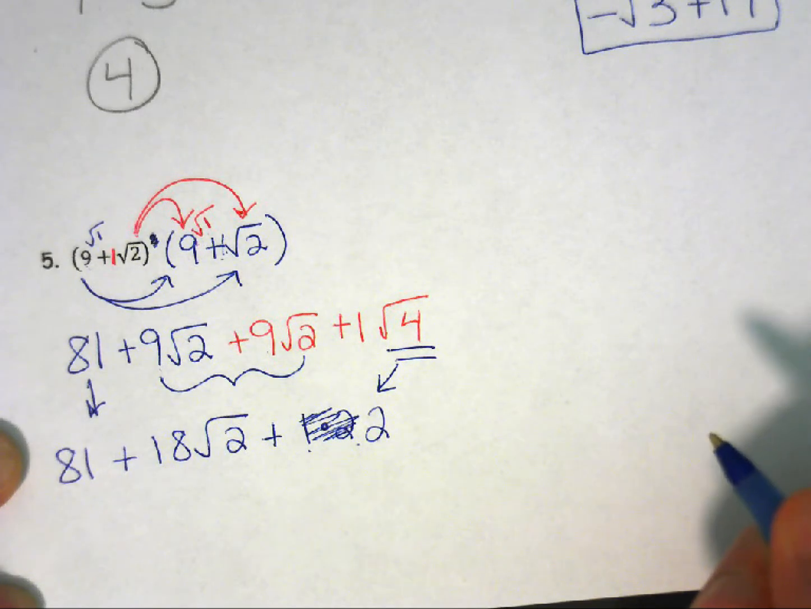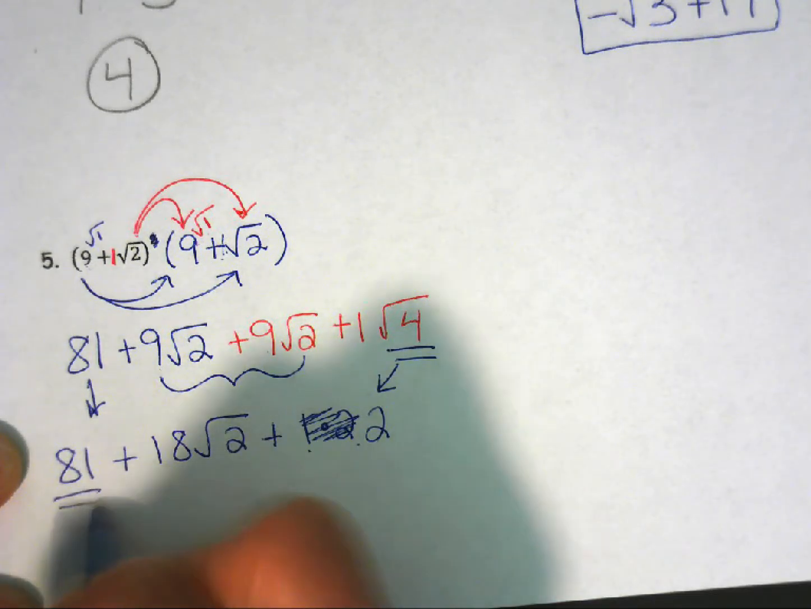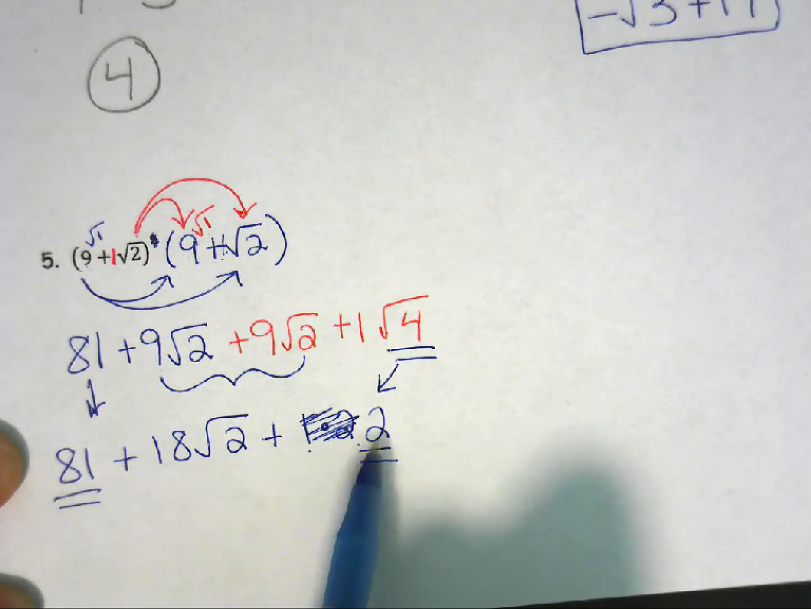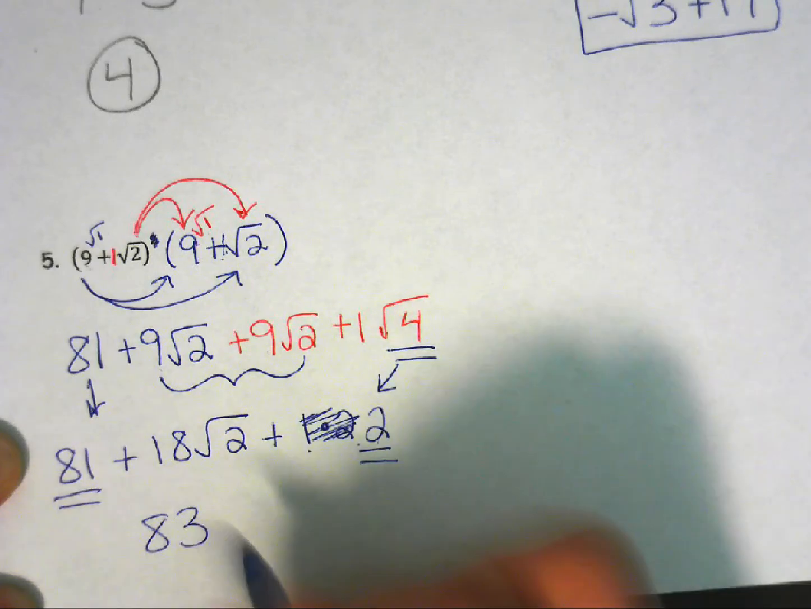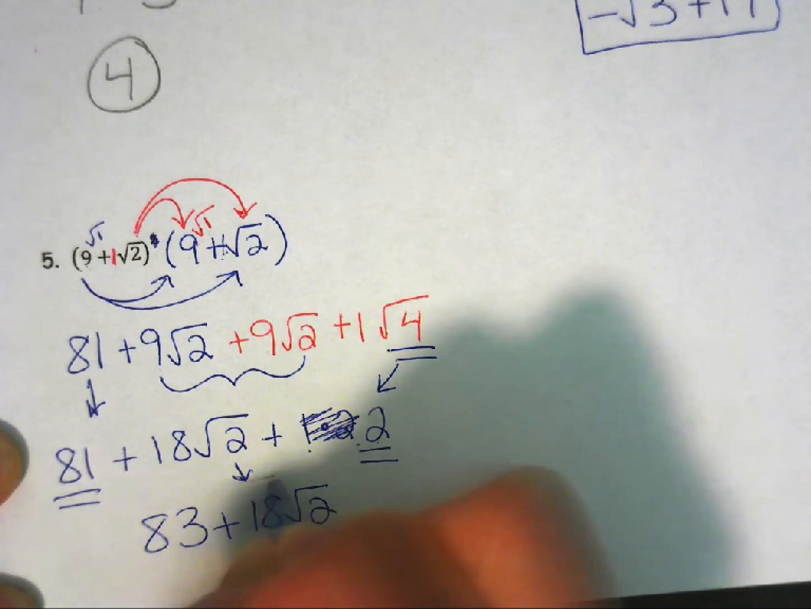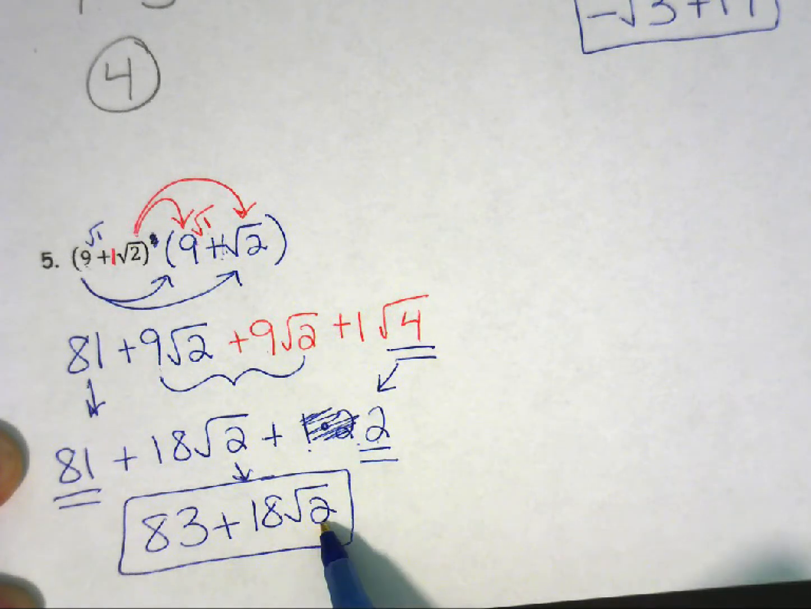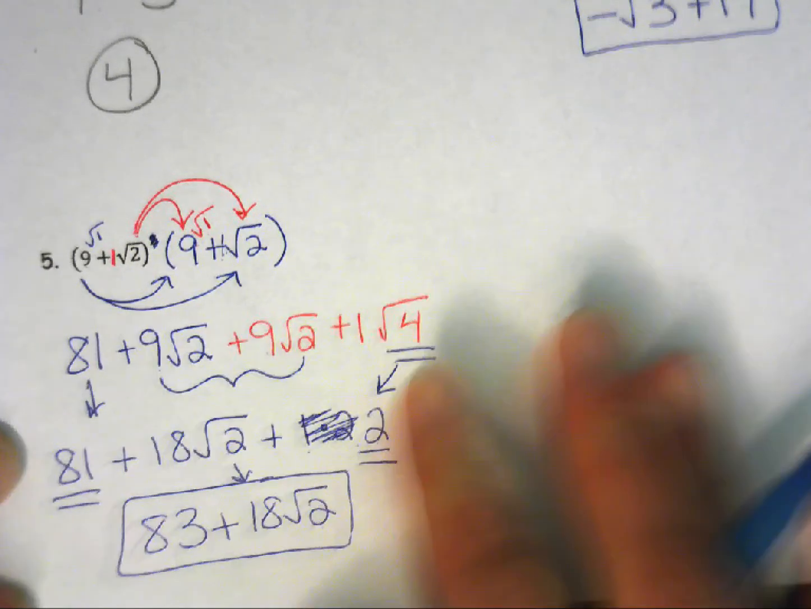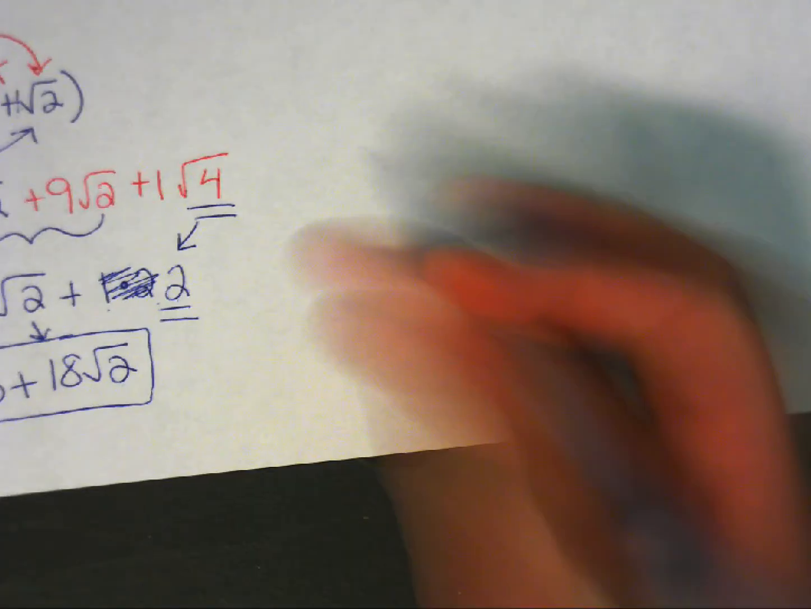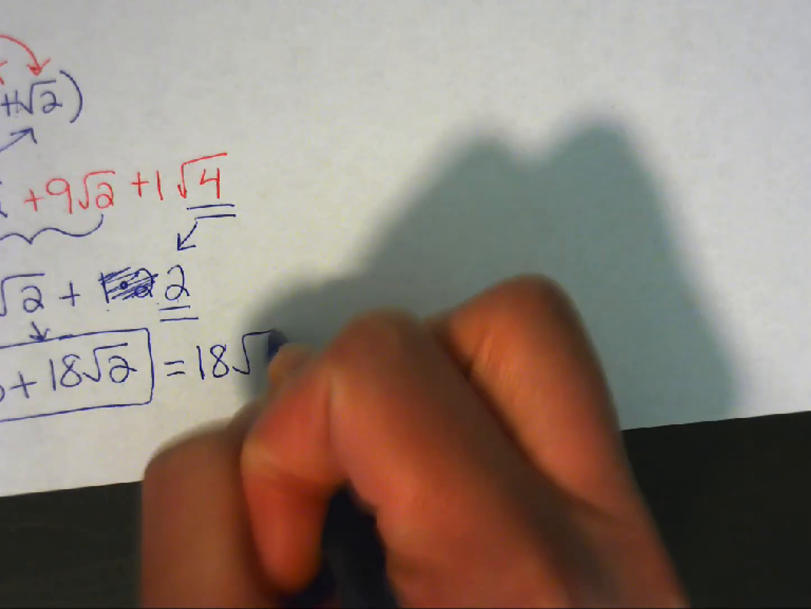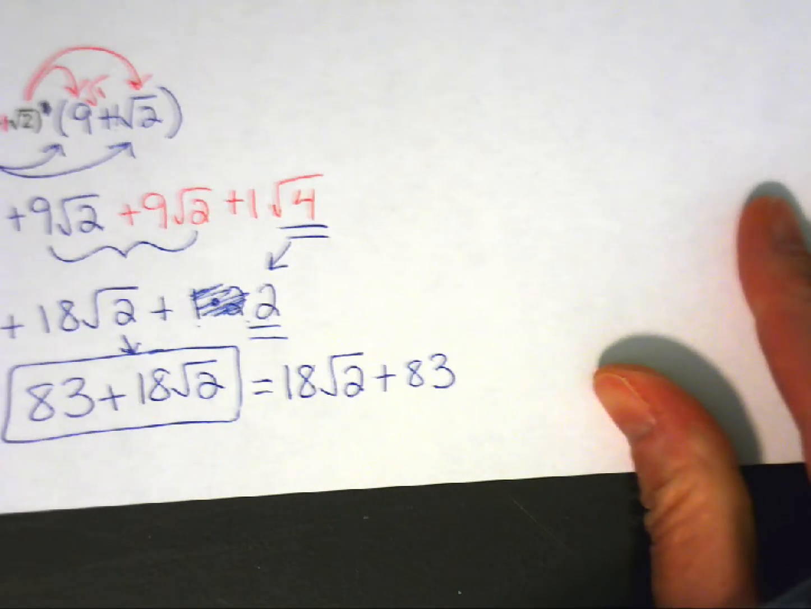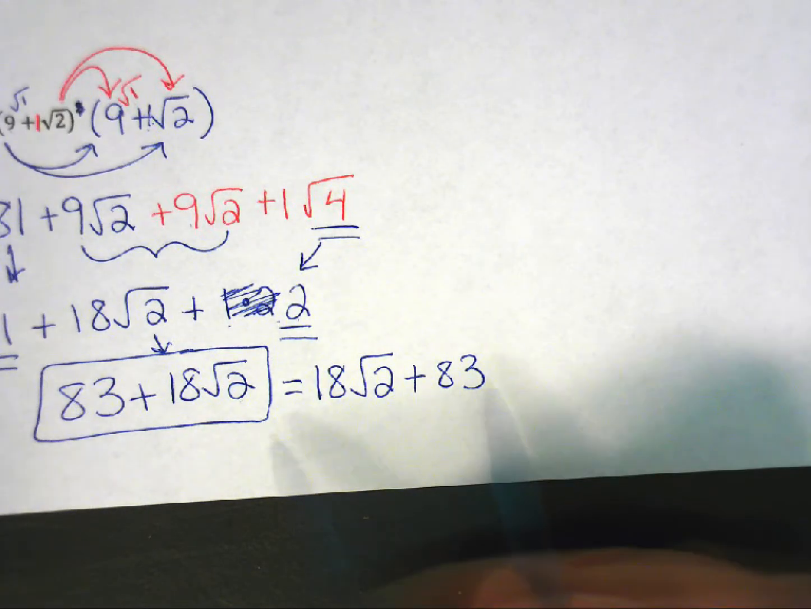Okay? Now, I'm noticing I have a constant here and a constant here. So I'm going to put those together. So 81 plus 2. And then now I have my radical. So that just kind of tags along. And I notice that this can't go any lower because it's prime. Just like up here. The 3 couldn't go any lower because it's prime. It's not going to go any lower. Now, once again, if you would rather put the 18 square roots of 2 first and then the 83 second, that would be acceptable as well. It's not going to matter. It's not going to affect your answer.